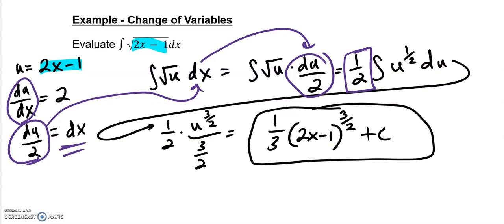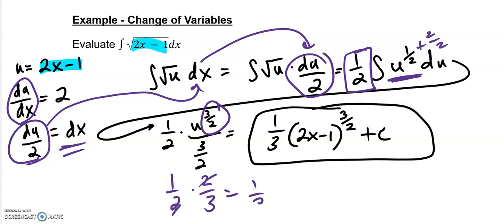Then you would have the integral of just u to the 1/2. So you would end up adding 1, which is equivalent to 2 over 2. That's where the 3 over 2 comes from. Divide by 3 over 2, which is the same as multiplying by 2/3.